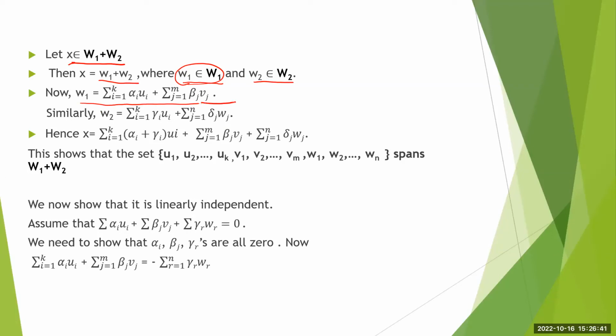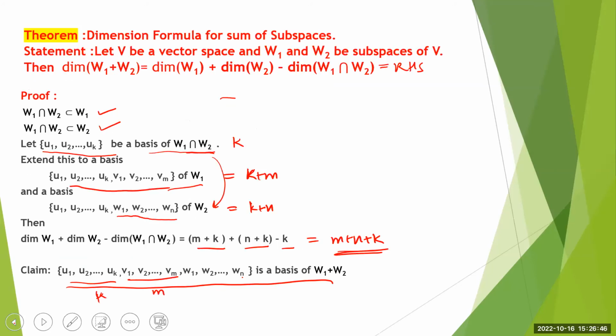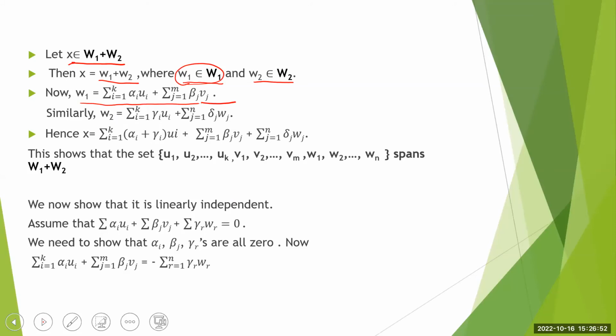Similarly, w2 is an element of subspace W2, and as the basis elements of W2 are u1 up to uk, w1, w2 up to wn, it can be written in the span of these elements. So w2 is summation gamma i ui, i is equal to 1 up to k, plus summation delta j wj, j is equal to 1 up to n, and x is w1 plus w2. Adding these two equations, I get x as summation (alpha i plus gamma i) ui plus summation beta j vj plus summation delta j wj.